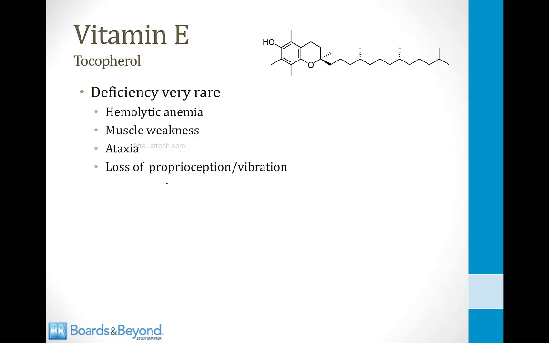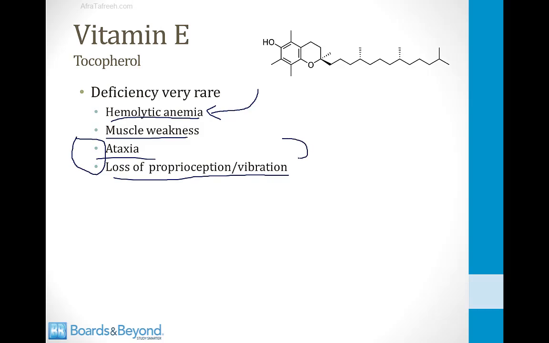Vitamin E deficiency is very rare. The anemia that develops is a hemolytic anemia, and this is probably because red cells lose the antioxidant protective effects of vitamin E. In addition, patients can develop muscle weakness and ataxia and loss of proprioception and vibration. Now, one thing you need to be aware of, especially for the boards, is that ataxia and loss of proprioception and vibration can also occur with a vitamin B12 deficiency. In addition, you can get an anemia. It's a megaloblastic anemia, but you can get an anemia in B12 deficiency as well.